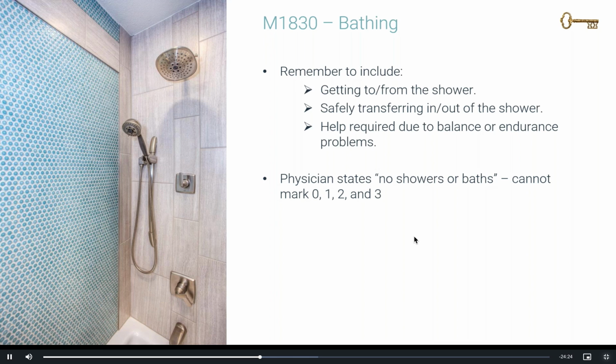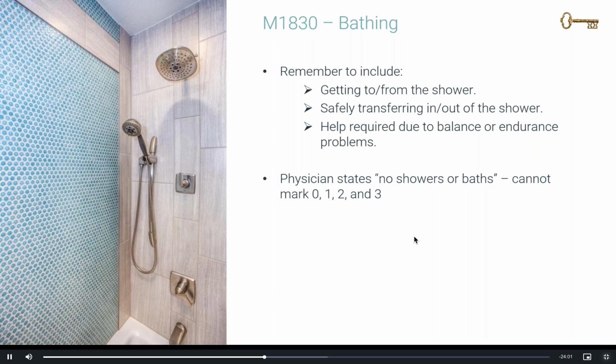And then safely transferring in and out of the shower. Sometimes people have showers that have a great setup with all the right safety equipment, but they don't use it correctly. So we really want to be seeing what is it they're actually able to do? What are they actually doing in this bathroom when it comes to taking a shower? And then, do they have some kind of issue that we've identified with balance or endurance?